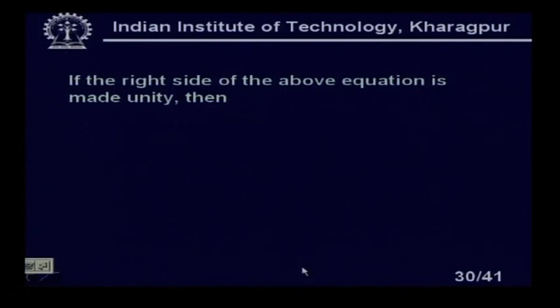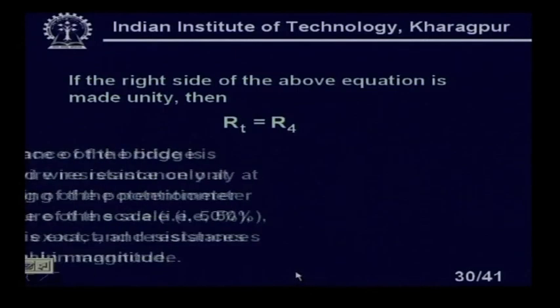If the right side of the above equation is made unity, then obviously what will we get? We will get R T equal to R 4, right. Now, interestingly, the right side of the equation will be unity only when my potentiometer is at the mean position, that means F is 0.5. Okay. So, only at that position of our bridge balance will we find that the lead wire resistance can be totally eliminated.